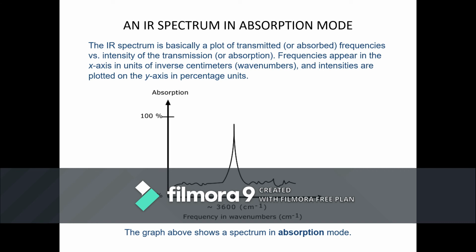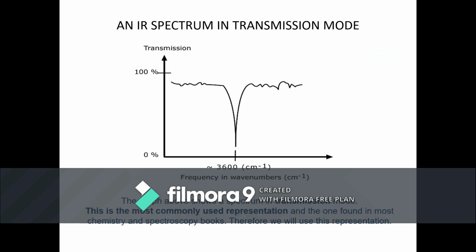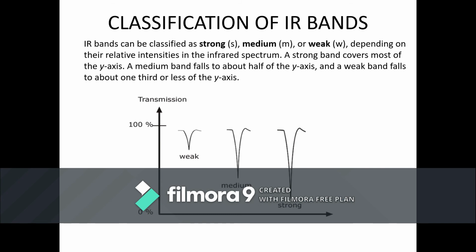The IR spectrum is basically a plot of transmitted or absorbed frequencies versus intensity of the transmission or absorption. Frequencies appear in the x-axis in units of inverse centimeters or wave numbers, and intensities are plotted on the y-axis in percentage units. The graph above shows a spectrum in absorption mode. The graph above shows a spectrum in transmission mode. This is the most commonly used representation and the one found in most chemistry and spectroscopy books. Therefore, we will use this representation.